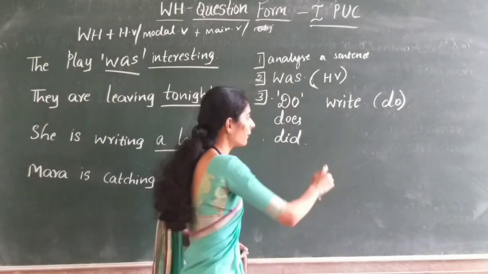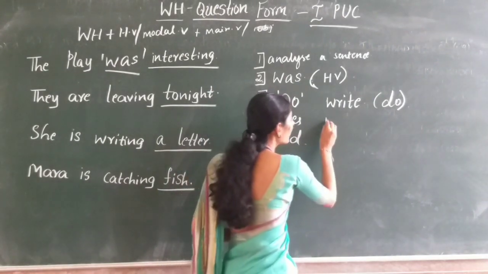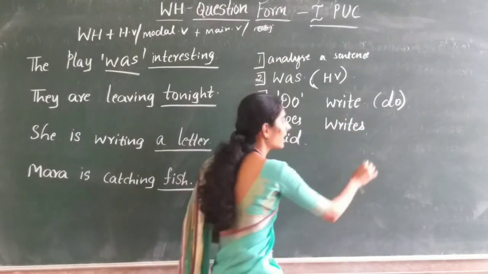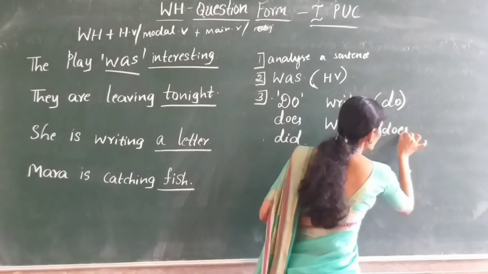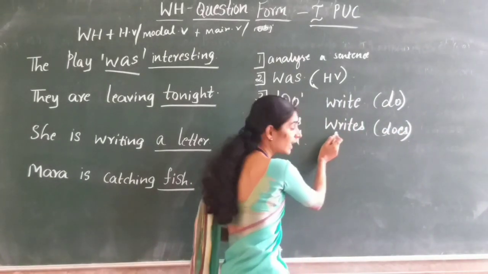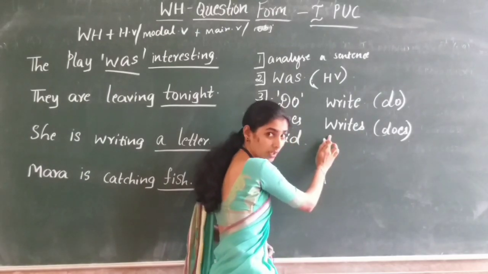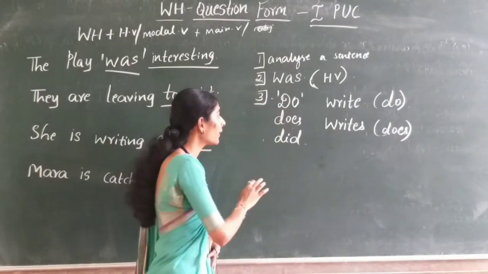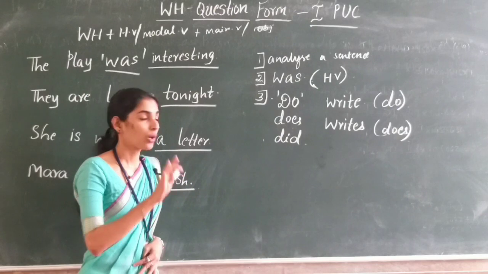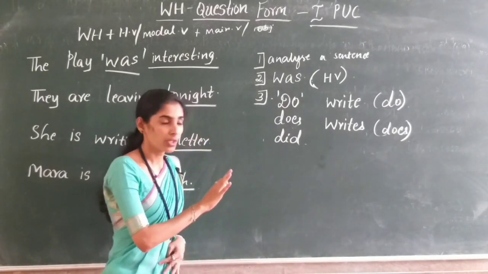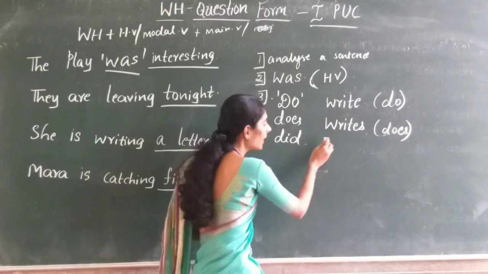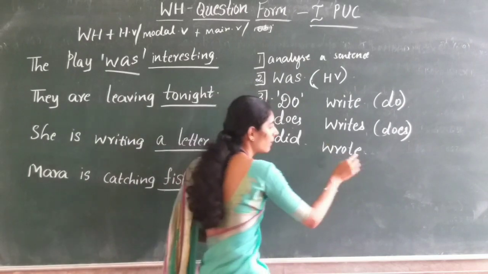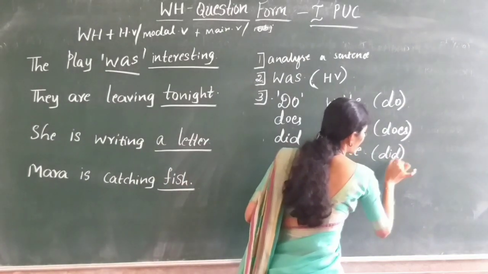After WH you have to write do. In case the verb is writes, then it takes does. It is very simple. Remember this. In case s is added to the main verb, then it takes does. This is only when you don't find a helping verb. Now in case you find wrote, then it becomes did. For past tense you have to write did.